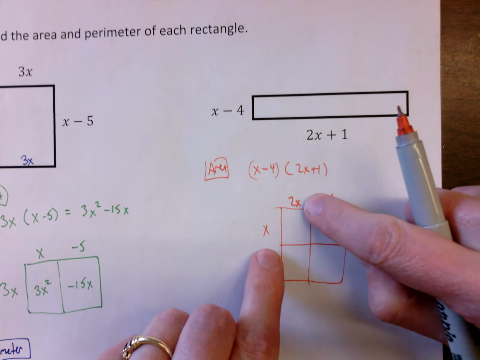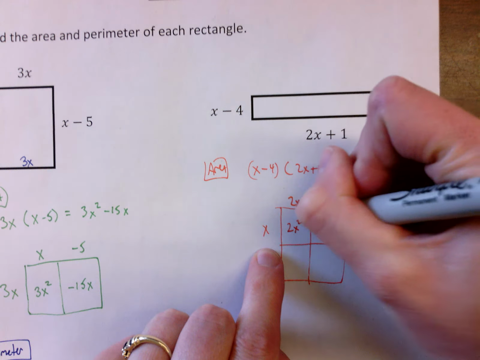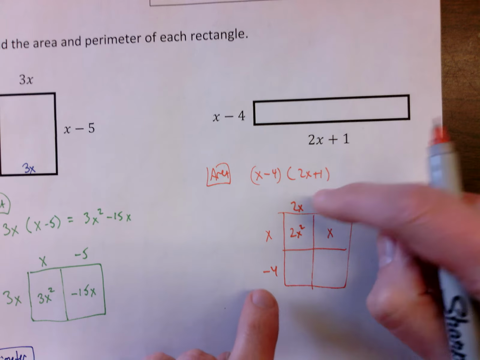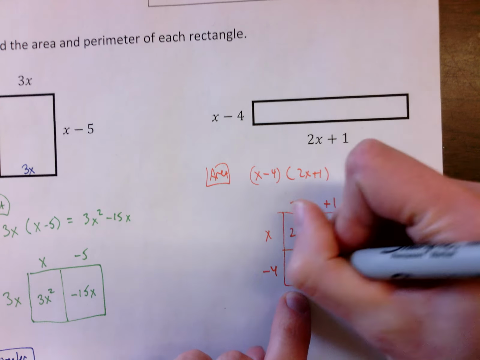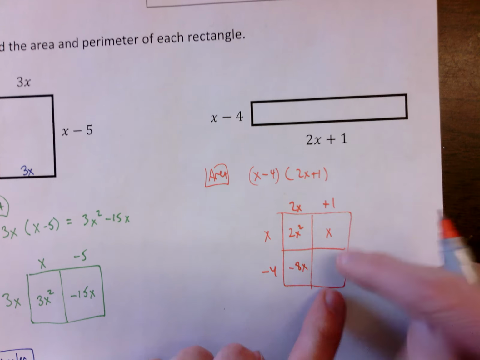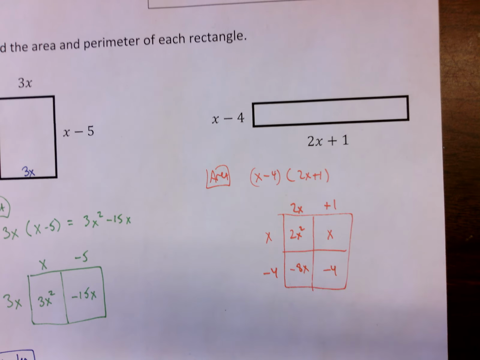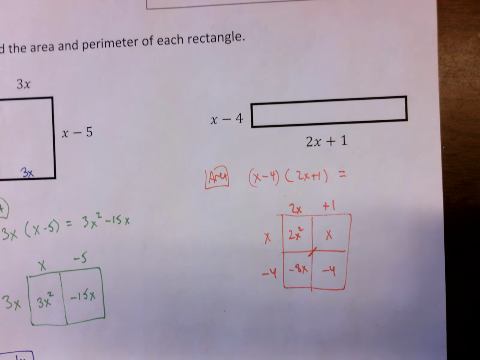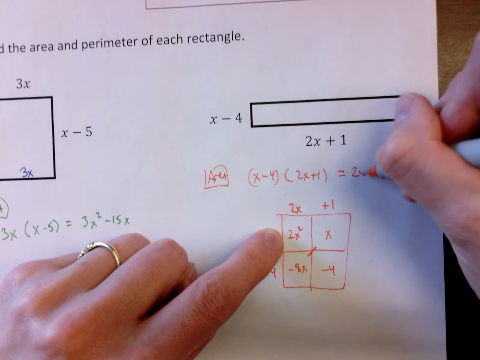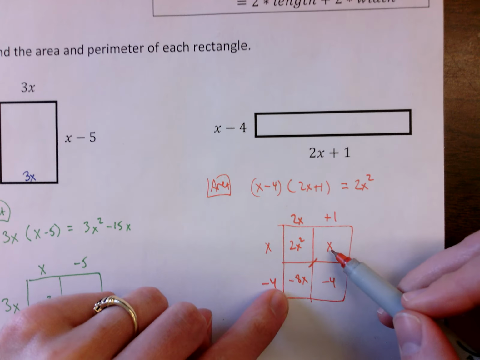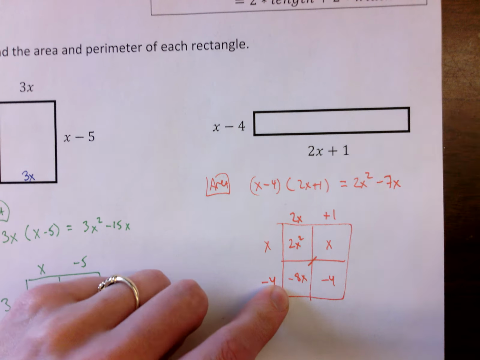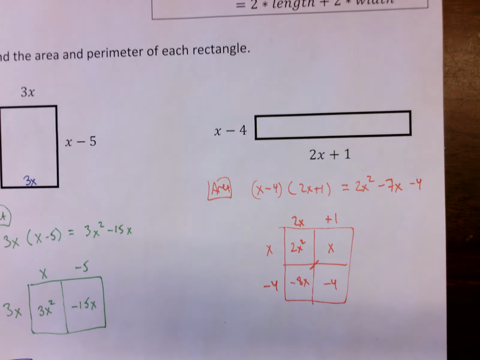All right, and then we're going to multiply each box. x times 2x is 2x squared. x times 1 is 1x, or just x. 2x times negative 4 is negative 8x. And negative 4 times 1 is negative 4. These guys are like terms, so I'm going to combine those together. My answer is 2x squared, then negative 8x plus 1x: 8 fires, 1 bucket of water, that's 7 fires left. So negative 7x, and then the negative 4. And that's my answer.